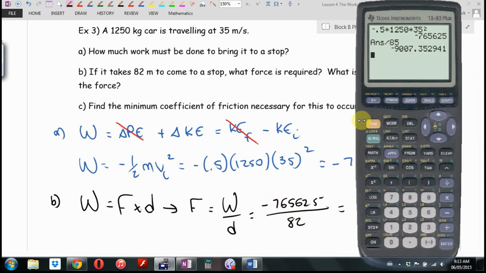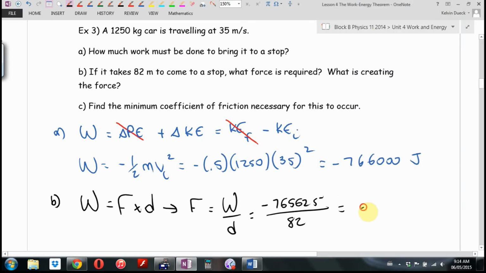Well, that's irritating. Maybe I can get it back. It was that divided by 82. How about negative 9336? I'll go, how about negative 9340? Units, it's a force. Newtons. What's the negative telling me? It's telling me the force has to be in the opposite direction of the car moving. Force is a vector. It has to be in the opposite direction of the distance, really, because work is force times distance.